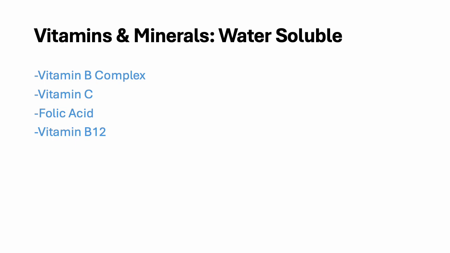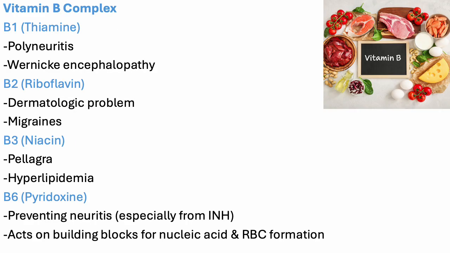Now these are our water-soluble vitamins. Vitamin B complex. There's 4 different complexes inside of vitamin B. So first is B1 thiamine. Deficiency could cause polyneuritis, which is nerve inflammation, and Wernicke encephalopathy, which is a neurological disorder.